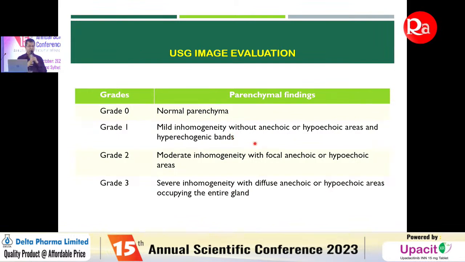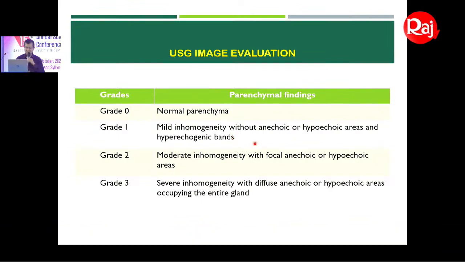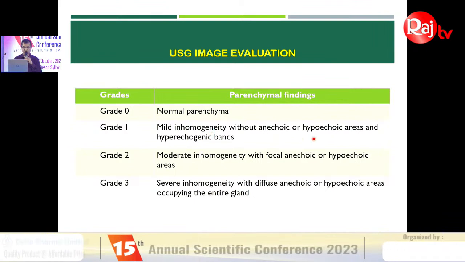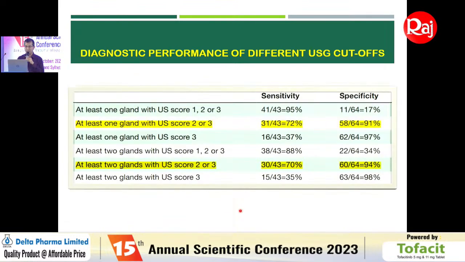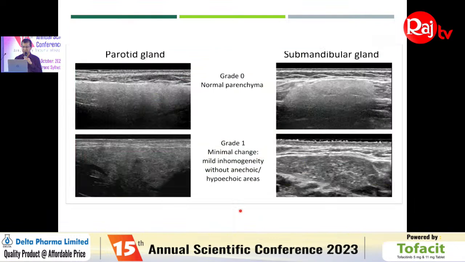Grade 1 indicates inhomogeneity without hypoechoic areas. What are these? I will show you later. Grade 2 is moderate inhomogeneity with focal anechoic or hypoechoic areas, and grade 3 is finally severe inhomogeneity with diffuse anechoic or hypoechoic areas. Almost the whole of the gland is occupied here. So I'm showing you the pictures.